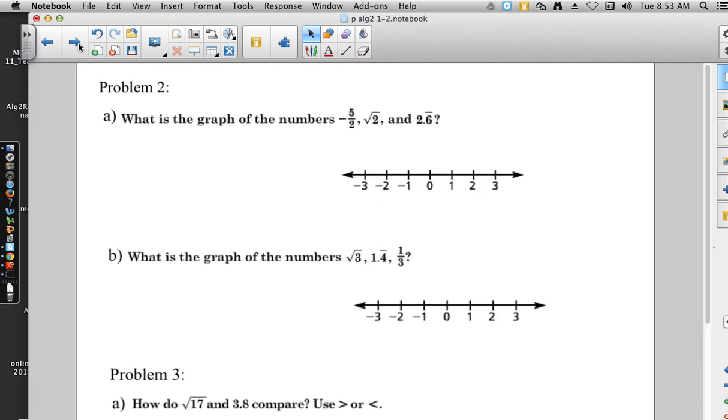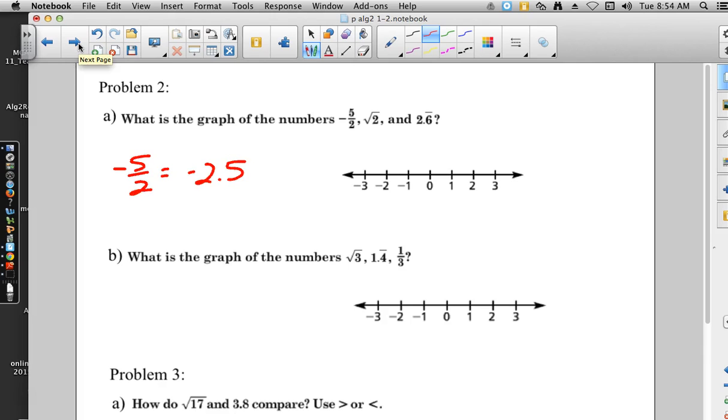On the next page, we are going to graph on a number line. This says, what is the graph of the numbers -5/2, the square root of 2, and 2.6, where the 6 is repeating? So -5/2, you might remember as -2.5. If you need to, you can punch it into your calculator to see that. So what that means is we're going to need to go halfway between -2 and -3, and we're going to make a little dot right there, a little point.